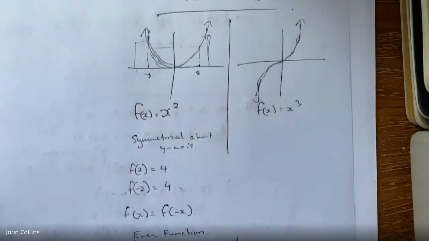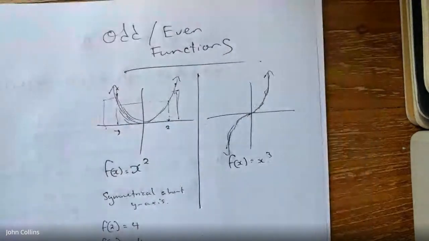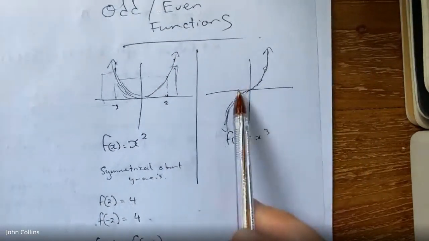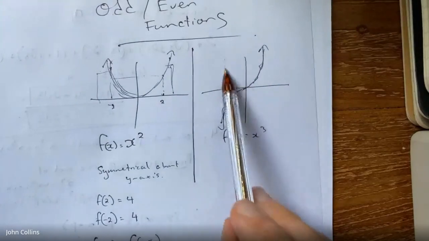So that means the other one I drew must be an odd function. x cubed is an odd function. But what's the relation? It can't be a reflection. This doesn't reflect there. It doesn't reflect in the x-axis either because it would look like that.